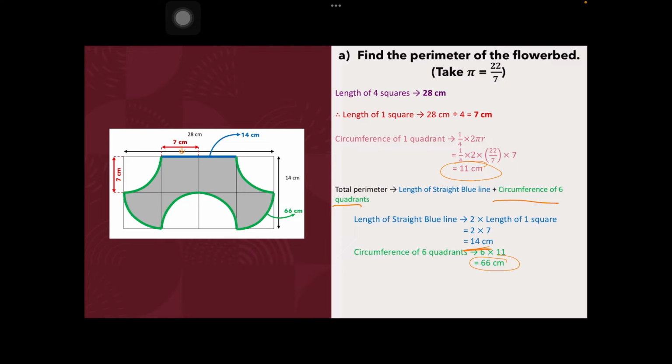And now all we have to do is to add the sum of the length of this blue line and the circumference of these green arcs. And when we do that, we get 14 plus 66, which turns out to be 80 centimeters. So the total perimeter of this whole flower bed is 80 centimeters.